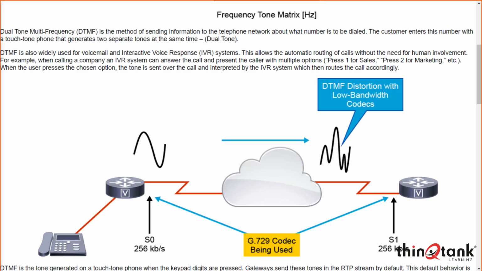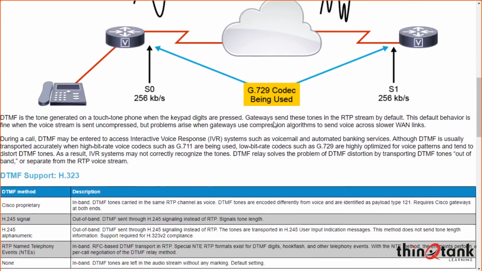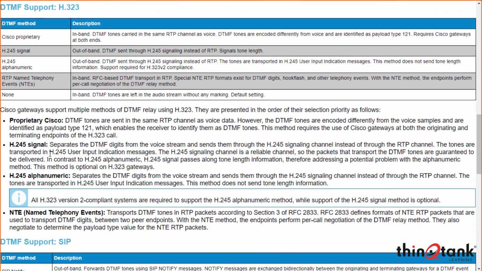Now DTMF is transported typically within the stream itself. It does depend on which control protocol you're using as to which type of DTMF options you have, and the book does break down different options. We can do DTMF in band, or we can do DTMF out of band. So within the RTP media stream or outside of the RTP media stream. Obviously, one has more benefits over the other.